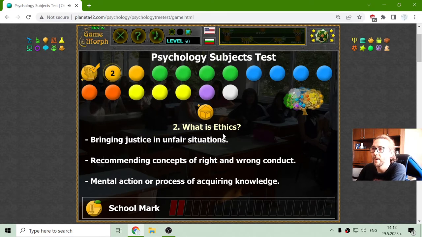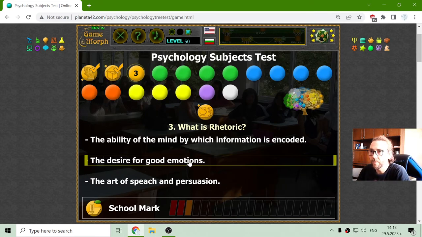Good. Question 2. What is ethics? Bringing justice in unfair situation. Recommending concepts of right and wrong conduct and mental action or process of acquiring knowledge. I believe this is the second one.